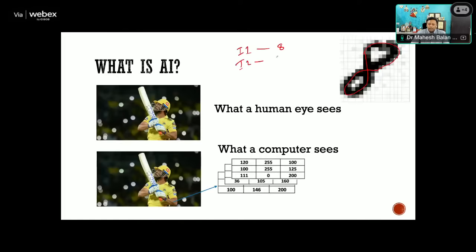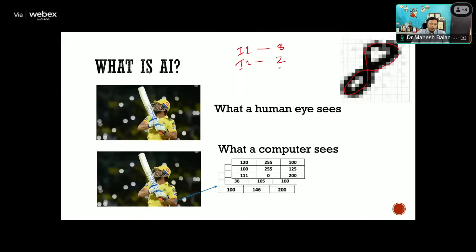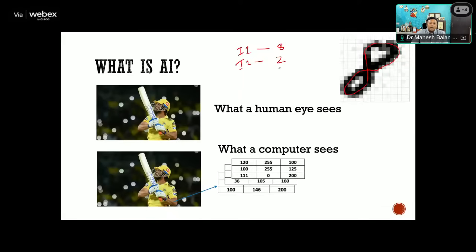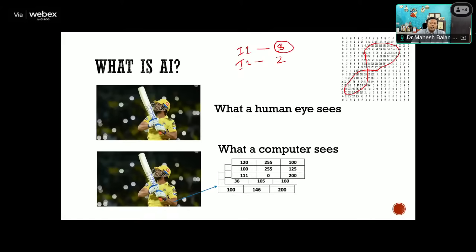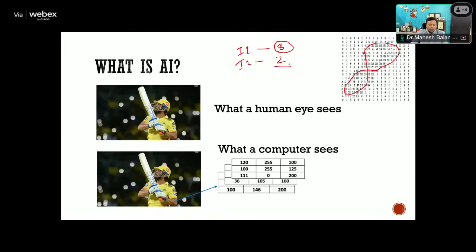Image 2, we call something as number 2, and so on. So the machine knows that if these positions of the matrices have numbers greater than 200 or so, it can be classified as a number 8. And if the other positions have a set of values written, it can be classified as a number 2. So that's how a machine is learning, right?